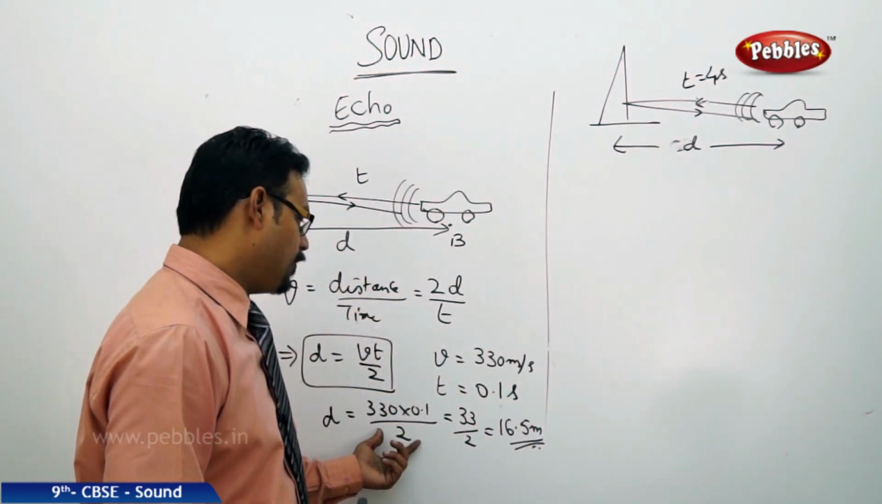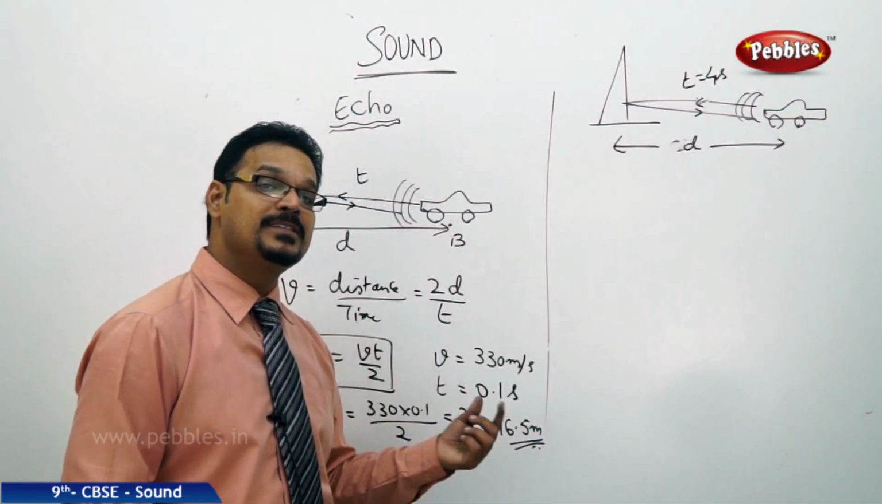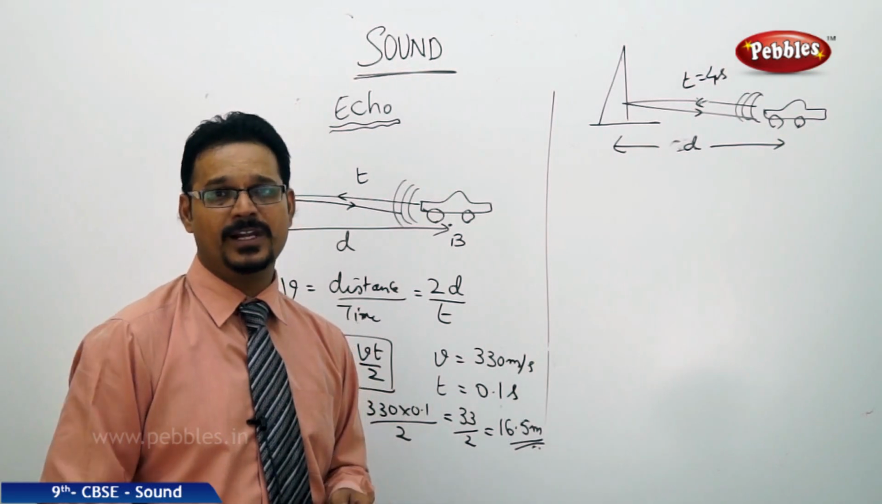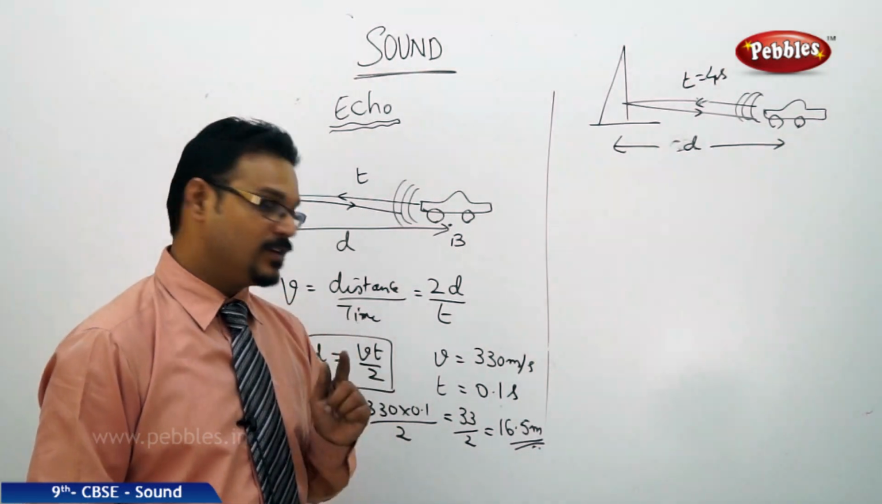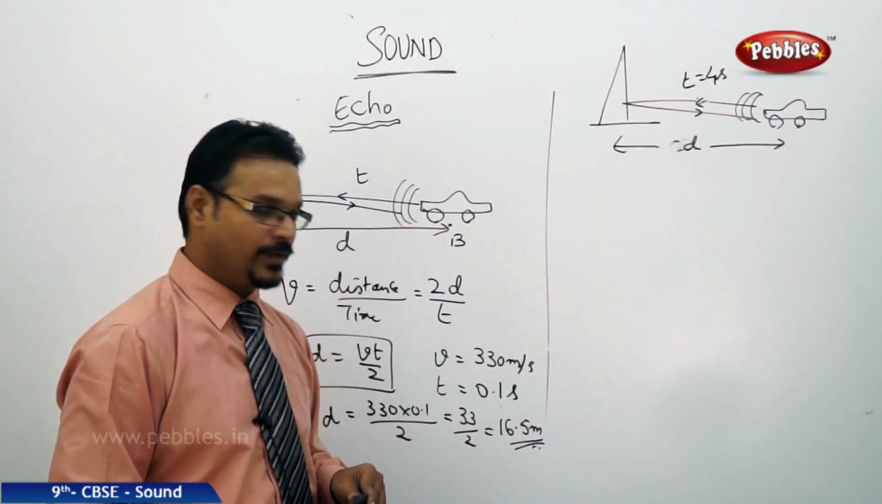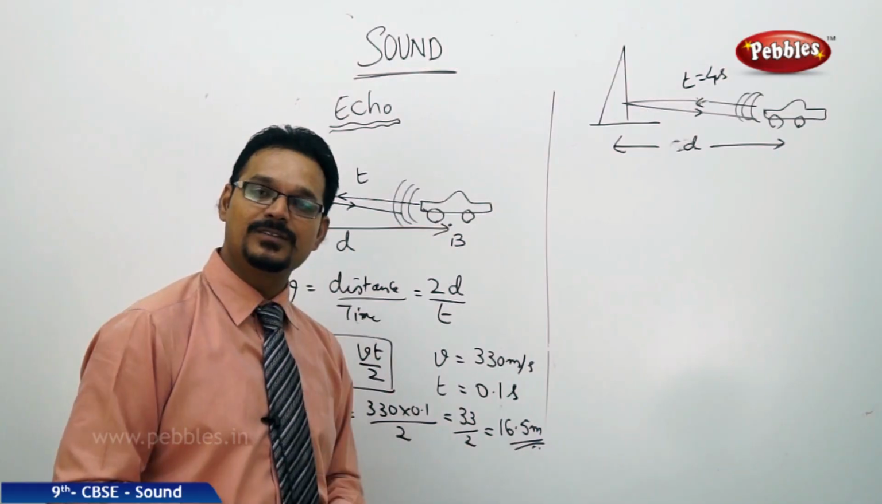In this problem, I have taken 330 meters per second, that's why I got 16.5. But sometimes the textbook shows 17 meters also. That is also correct, when you take v as 340 meters per second. So we have considered that the minimum distance is 16.5 meters.